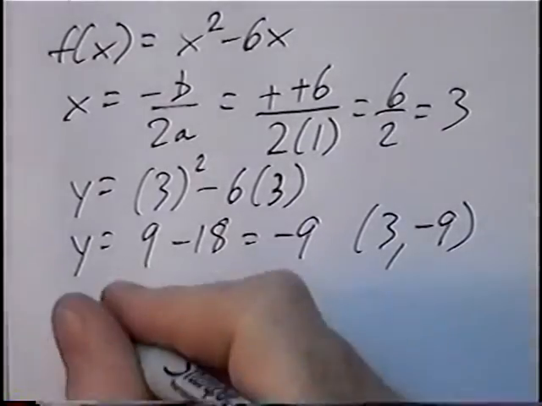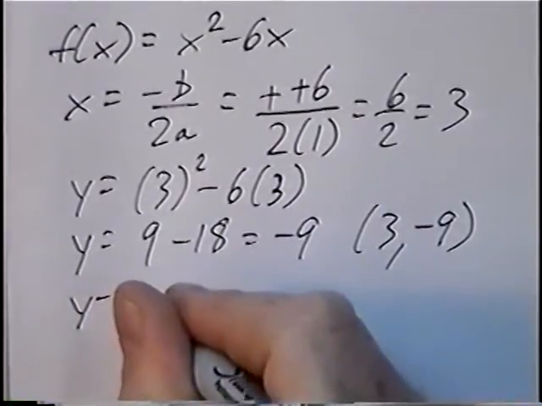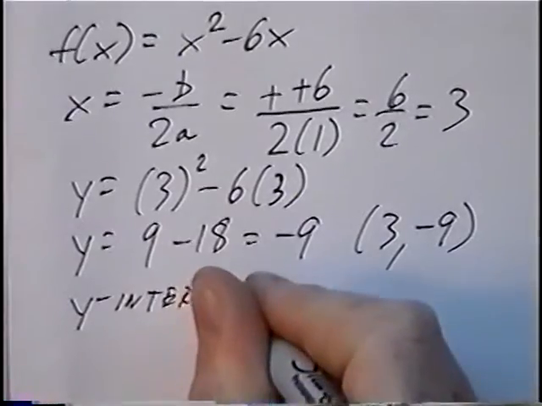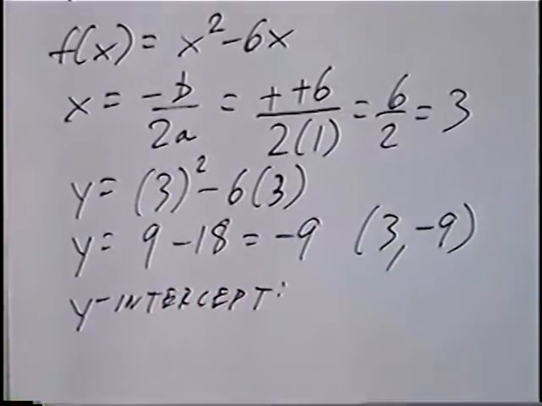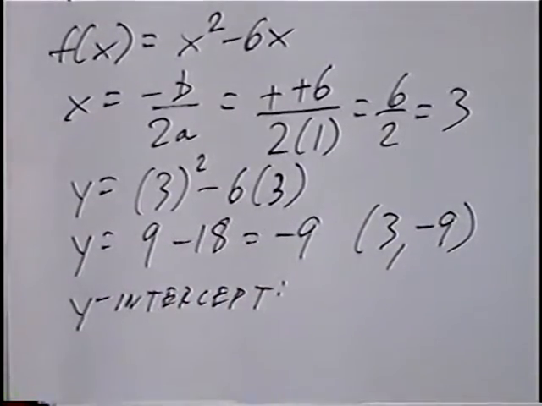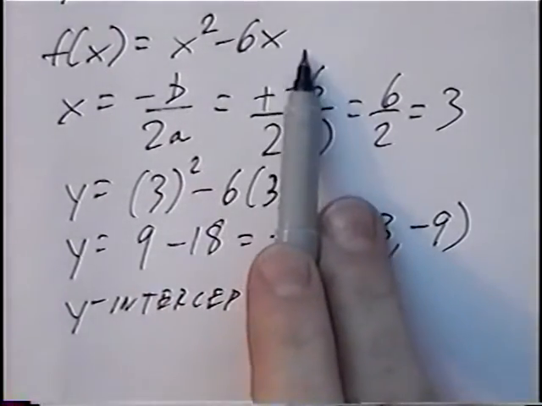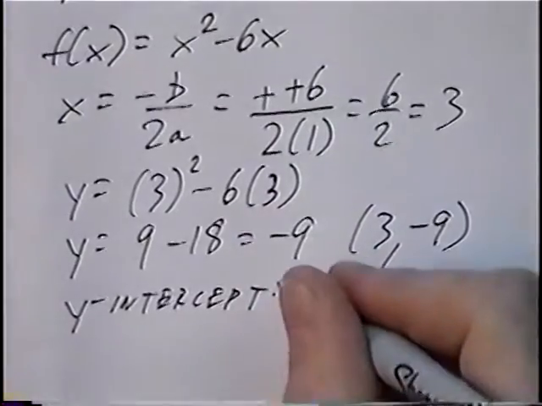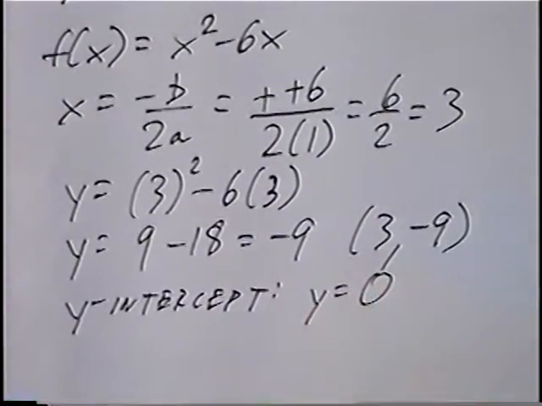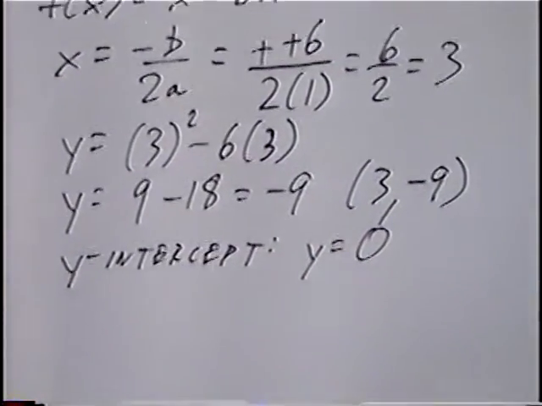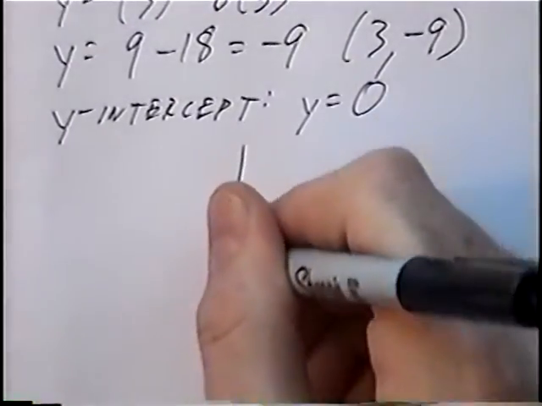We can also find the y-intercept. The y-intercept, if you remember, is equal to the value of c. Value of c is the last number on the equation. If there is no number, the y value would be 0. Using the vertex and the y-intercept, we can graph.